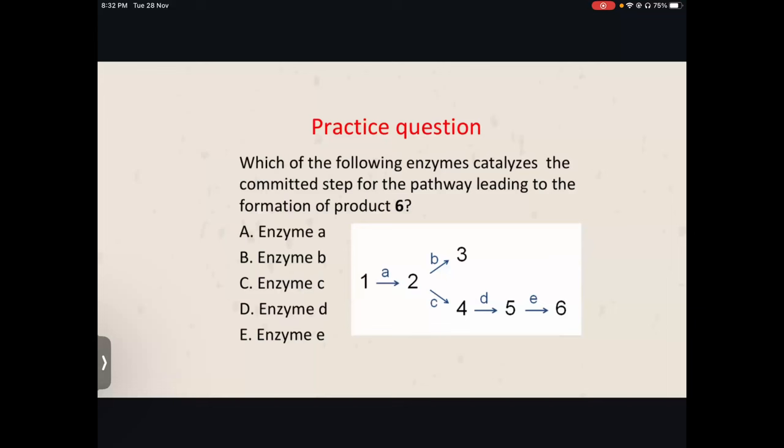Anyone else? You guys agree? Yes. Okay. Yes, it's C. Because if you see here, going from molecule two to molecule four will end up in the metabolic pathway leading to the production of six. So this would be the committed step. The first, enzyme A, is not the committed step because product two can either become three or four, right? And B is not the committed step, obviously, because you want to make product six and you can't make product six from that. And C is the committed step because that is the first reaction which ensures that you end up in that pathway. So pretty simple, pretty straightforward.